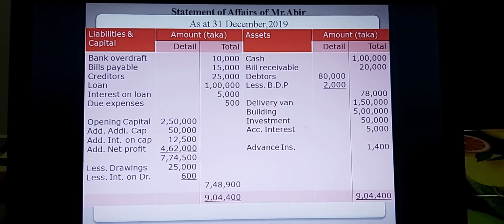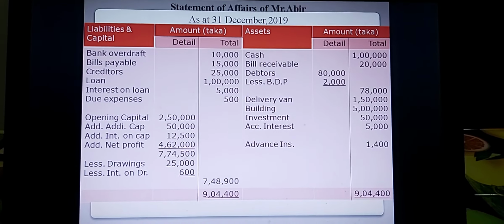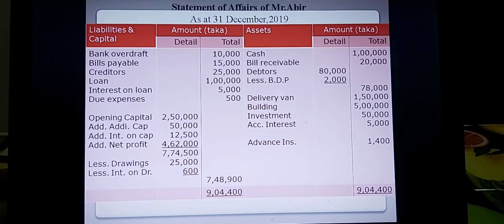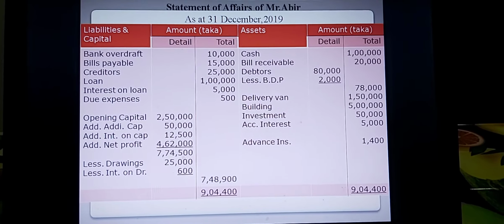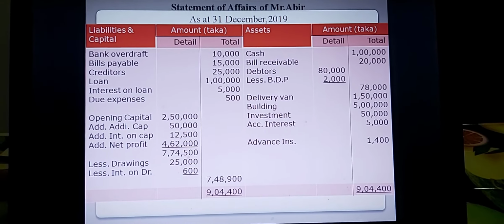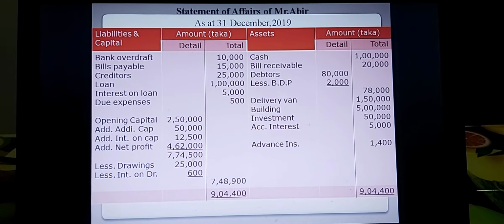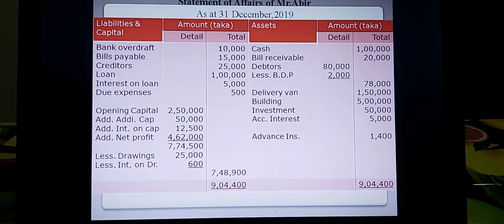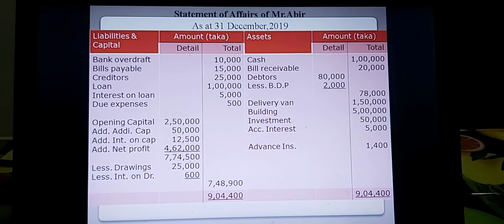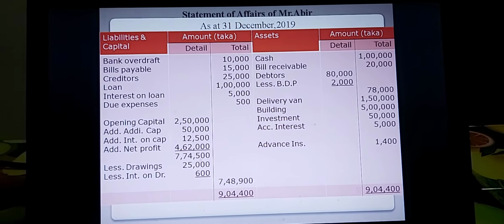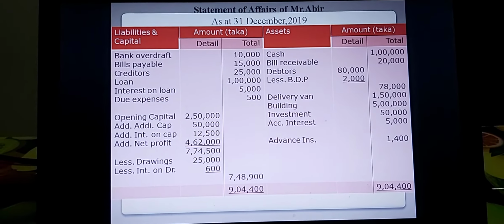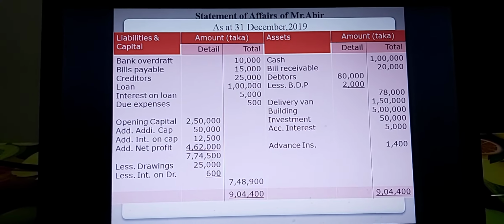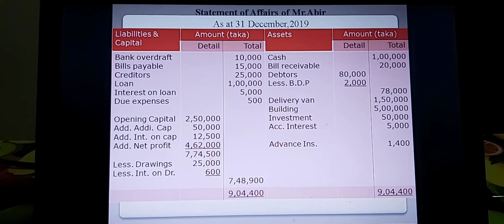Okay, now we start the liabilities and capital side. Bank overdraft on 31st December is taka 10,000. Bills payable taka 15,000. Creditors taka 25,000. Loan taka 1 lakh. Interest on loan 5,000. You have already written in the statement of profit and loss on the left side interest on loan 5% on 1 lakh, there is the amount of 5,000. So this amount is also to be treated as a current liability. So interest on loan is to be written here for taka 5,000.